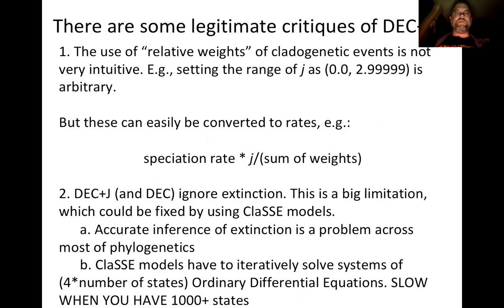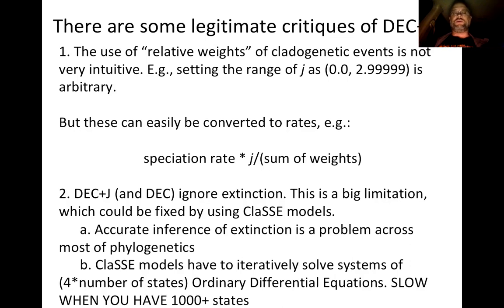Now, there are some legitimate critiques of DEC+J. This use of relative weights: the J parameter is kind of arbitrarily set between 0 and almost 3. You can convert those to rates through time just by multiplying the relative weight of each event by the speciation rate. But it's easier in the computer to use this weight strategy, though it does create a little confusion for humans. Another big flaw that is real in these models is that DEC+J and DEC both ignore extinction.